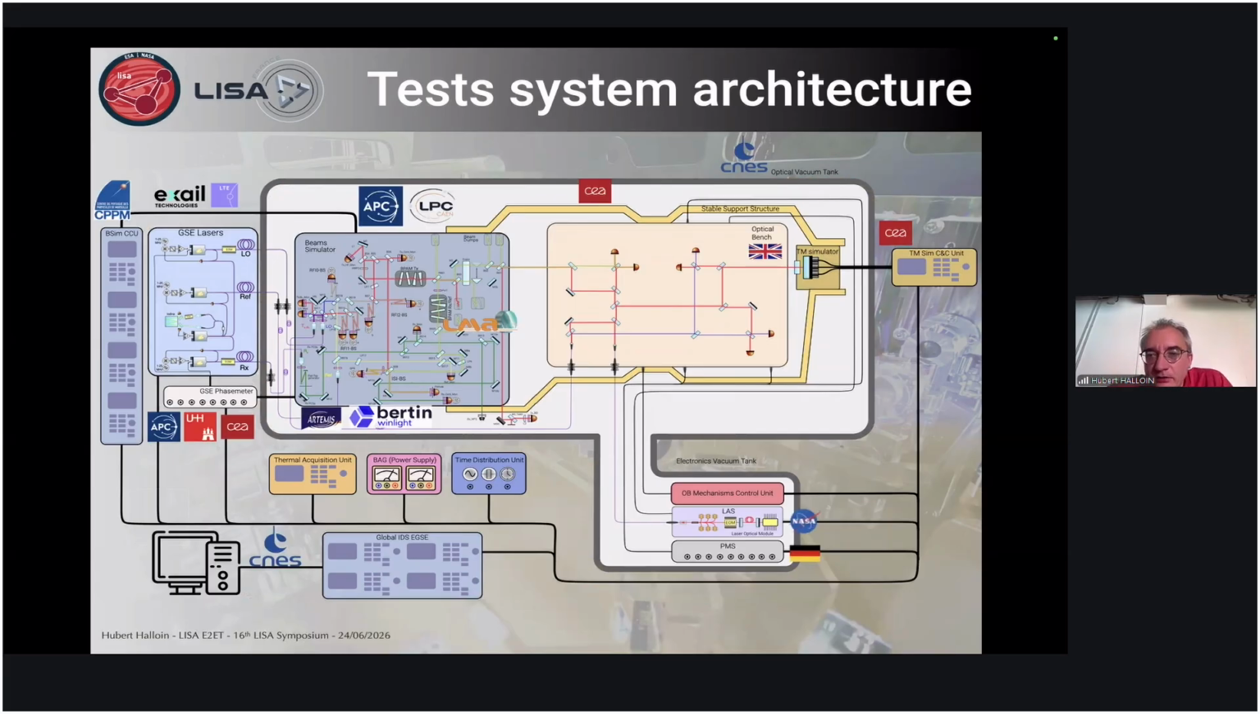Here I have just added a few flags, meaning that we have a lot of partners. So of course, the partners we know on LISA for producing the optical bench in the UK, the phase meter in Germany, the laser from NASA, but also in France, all the ground support equipment produced and provided by labs and different labs and the CNES with partnerships with different private companies.